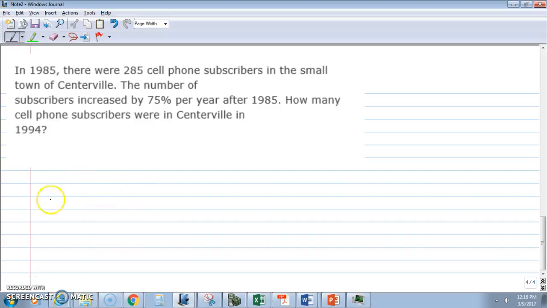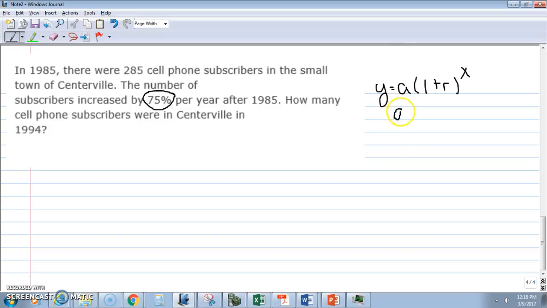Let's go ahead and take a look at this problem. In 1985, there were 285 cell phones. They're increasing by 75% per year. Anytime something's increasing by a percent, we are talking about an exponential relationship. And since this is growing, I automatically know I'm going to use the exponential growth relationship, which is a times 1 plus our growth rate to the x power. I can tell that's an exponential relationship because the variable is in the exponent.